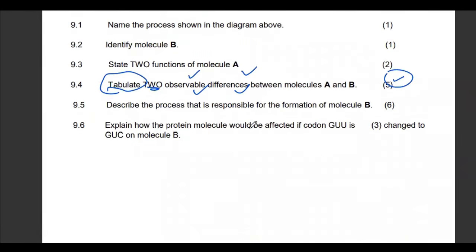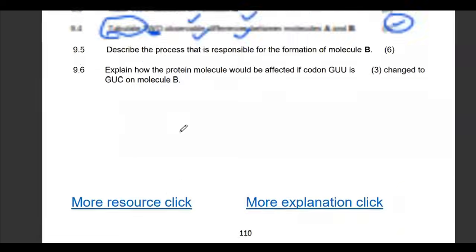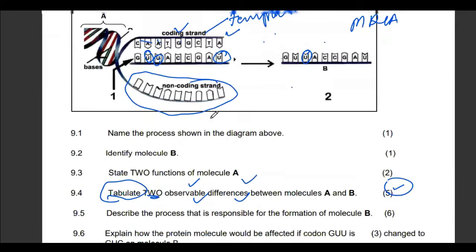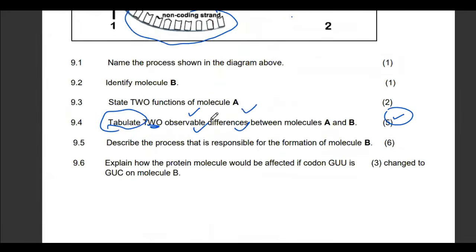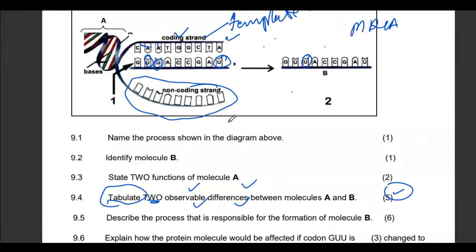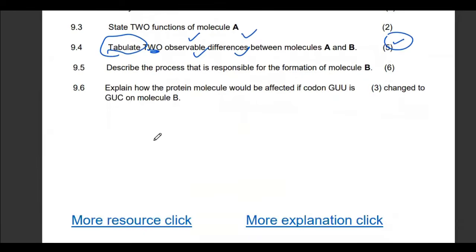Explain how the protein molecule would be affected if codon GUU is changed to CGC. It depends on two things. If there is a table, you compare the table and see if it's going to lead to a different amino acid. But because this is open, we assume that it's going to be a different amino acid.